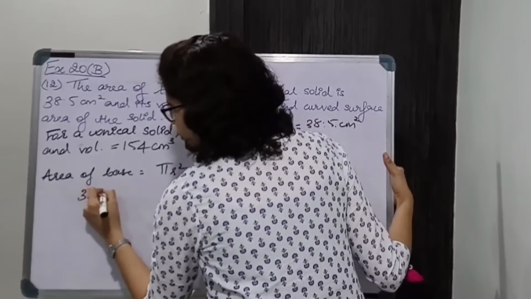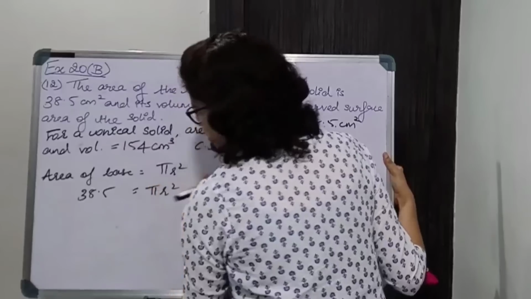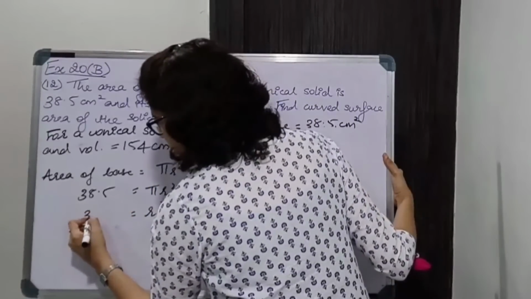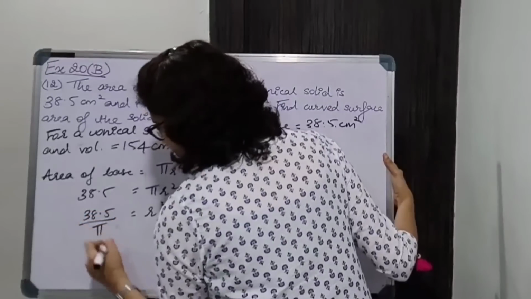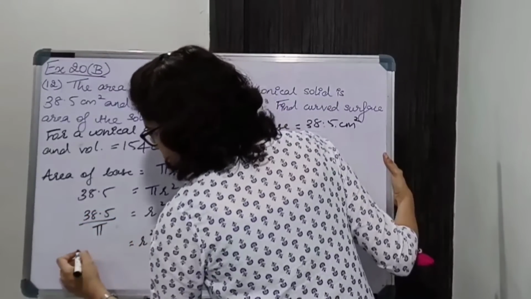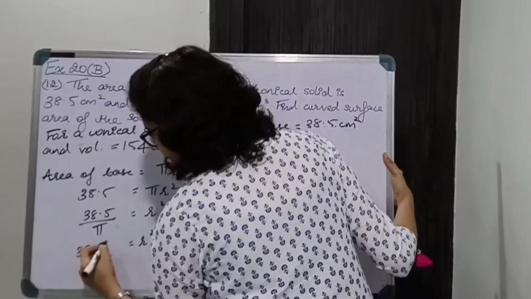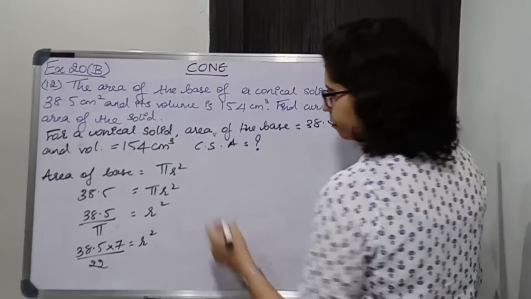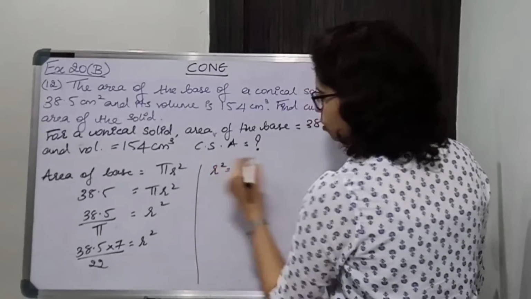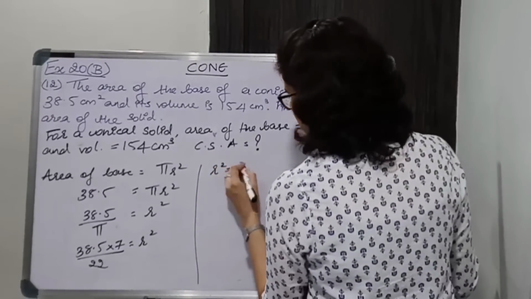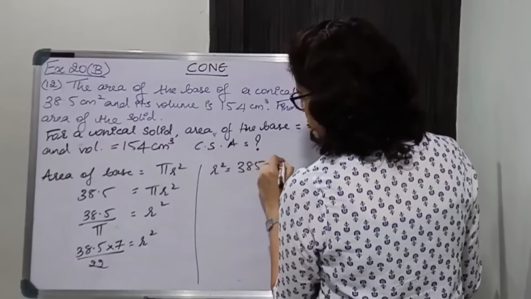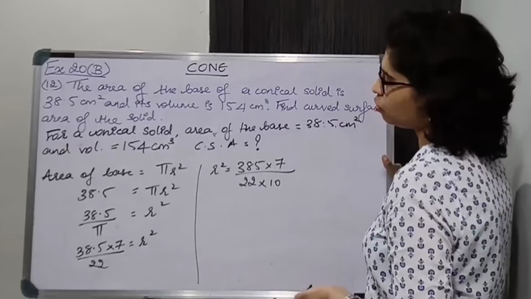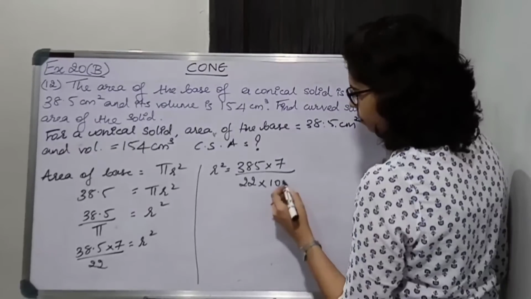That is 38.5 is equal to pi r square. Okay. So r square is equal to 38.5 upon pi. So r square is 38.5 into 7 upon 22. Okay. So r square is equal to 385 into 7 upon 22 into 10. I multiplied by 10 in both numerator and denominator.